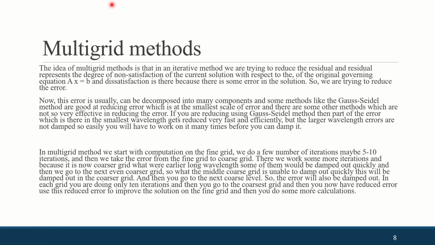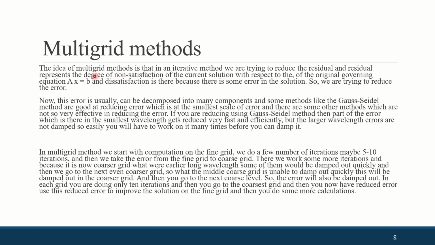So basically, the idea of multigrid methods is that in an iterative method, we are trying to reduce the original residue, and residual represents the degree of non-satisfaction of the current solution with respect to the original governing equation Ax = b. For example, we get one solution and that solution does not match with the solution from the original governing equation. So basically there is some residue. That is because of the error present, right?